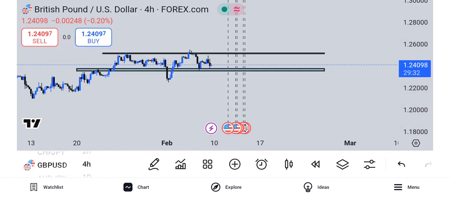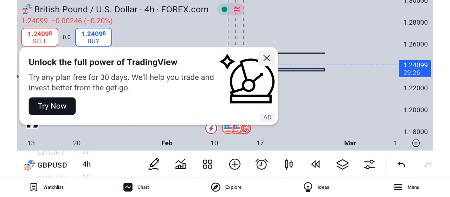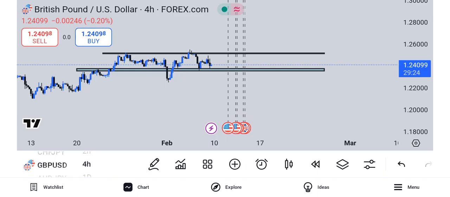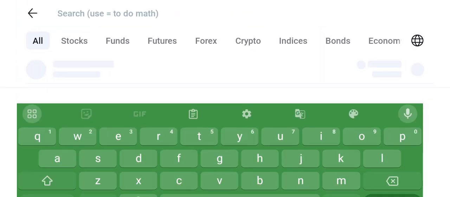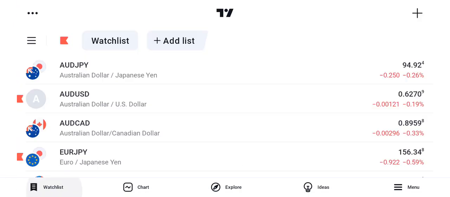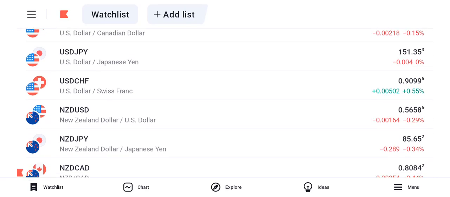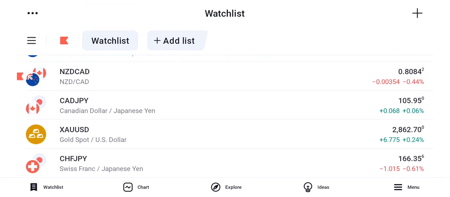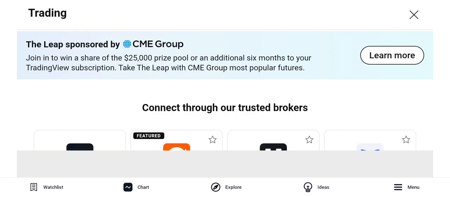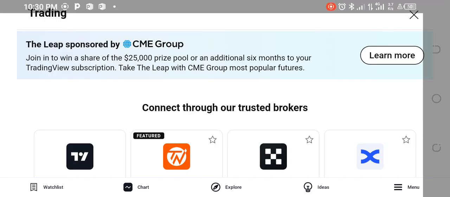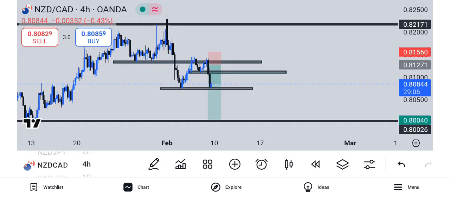I hope you understand. And if you have any questions, please do well to drop them in the description box. And then let's check another pair. Let's check NZDCAD, because I have an open position on there. I will show you the trade that I'm literally running right now. I had a sell trade, which I entered, I think, yesterday.